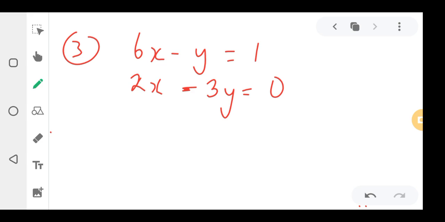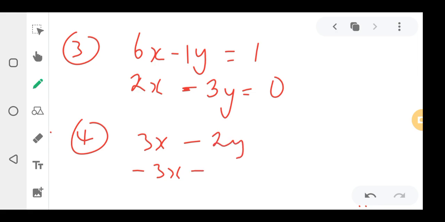Okay, you already know there's 1 there. I don't need to tell you. You already know that if there's just y, there's 1 there. Okay, and then lastly, 3x minus 2y is equal to 4, and 3x minus 4y is equal to 2, and then 1 there.